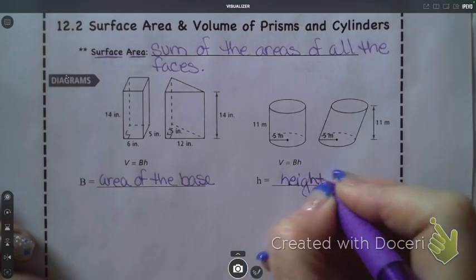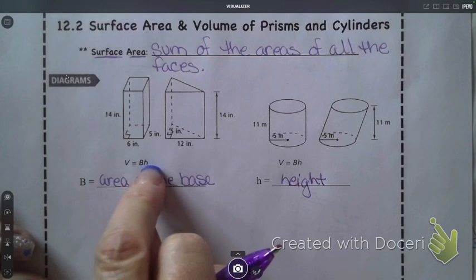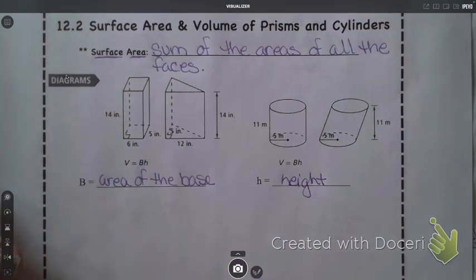So it's the area of the base times the height. That is how we find volume. That is the equation of volume, until we get to sphere. Sphere has special everythings. Okay? Because it's a sphere.